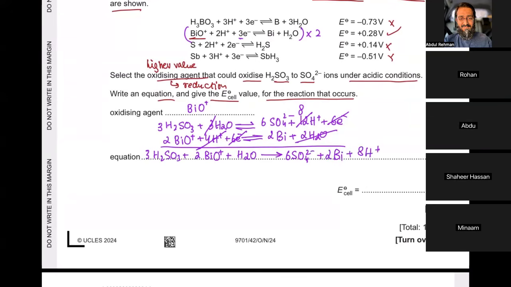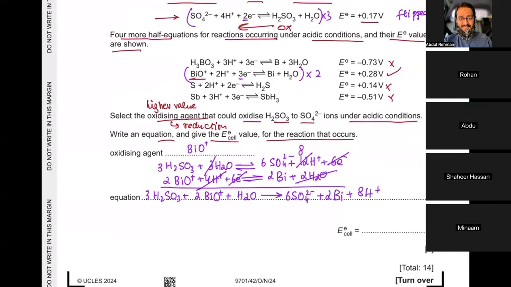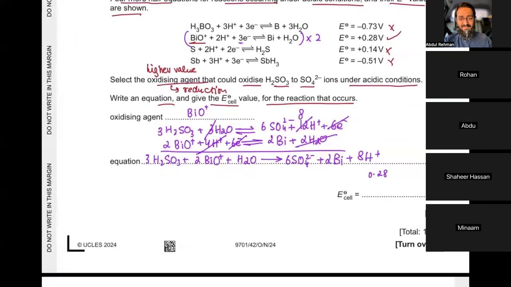Now, E naught cell is always E reduction minus E oxidation. Reduction has always a greater value, so the reduction is positive 0.28. Oxidation is positive 0.17. You need to subtract them, so positive 0.11 volts. Is this clear to all of you?